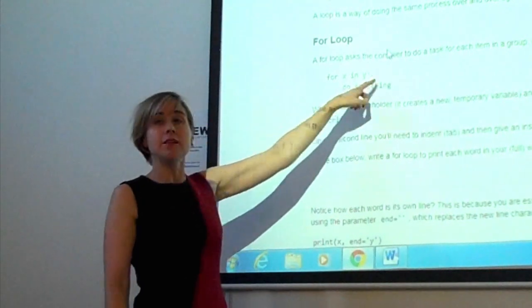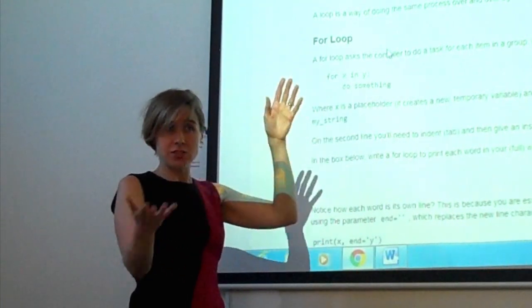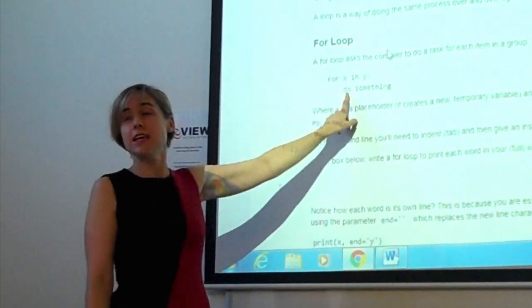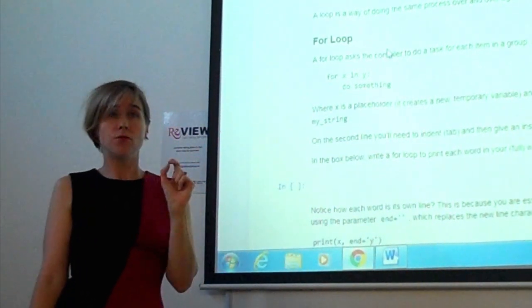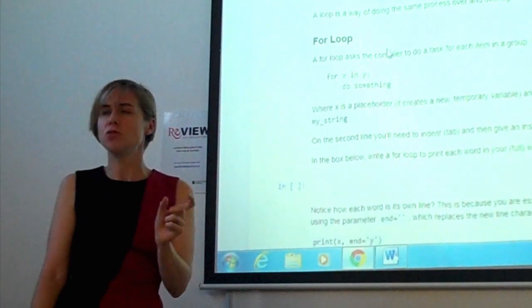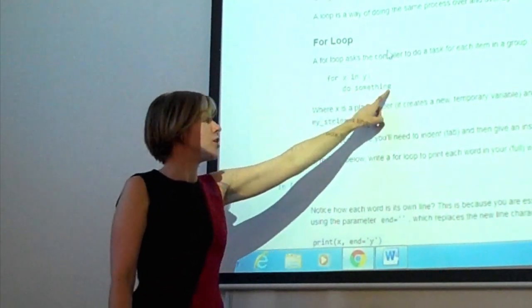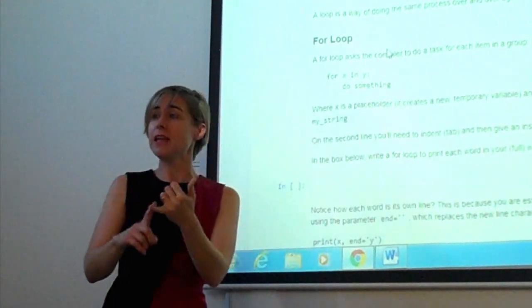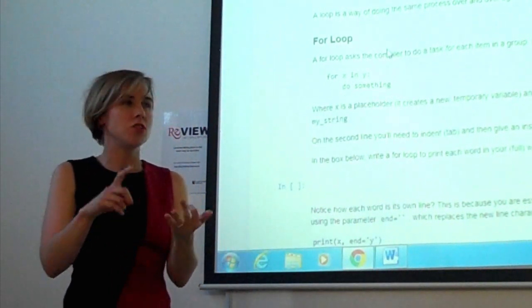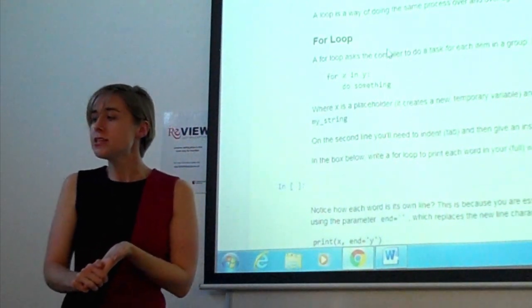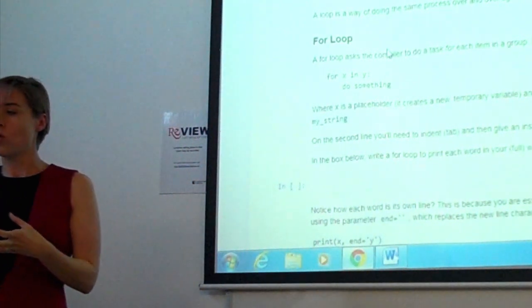You have to put a colon because you're saying that this is going to be a for loop. And on the next line, you have to have an indentation, so a tab. 4 spaces or the tab. I suggest you use the tab button on your computer. And then you do a function. And that function can be anything. It can be the len function, the print function, the join function, any of these other functions that you've already learned.